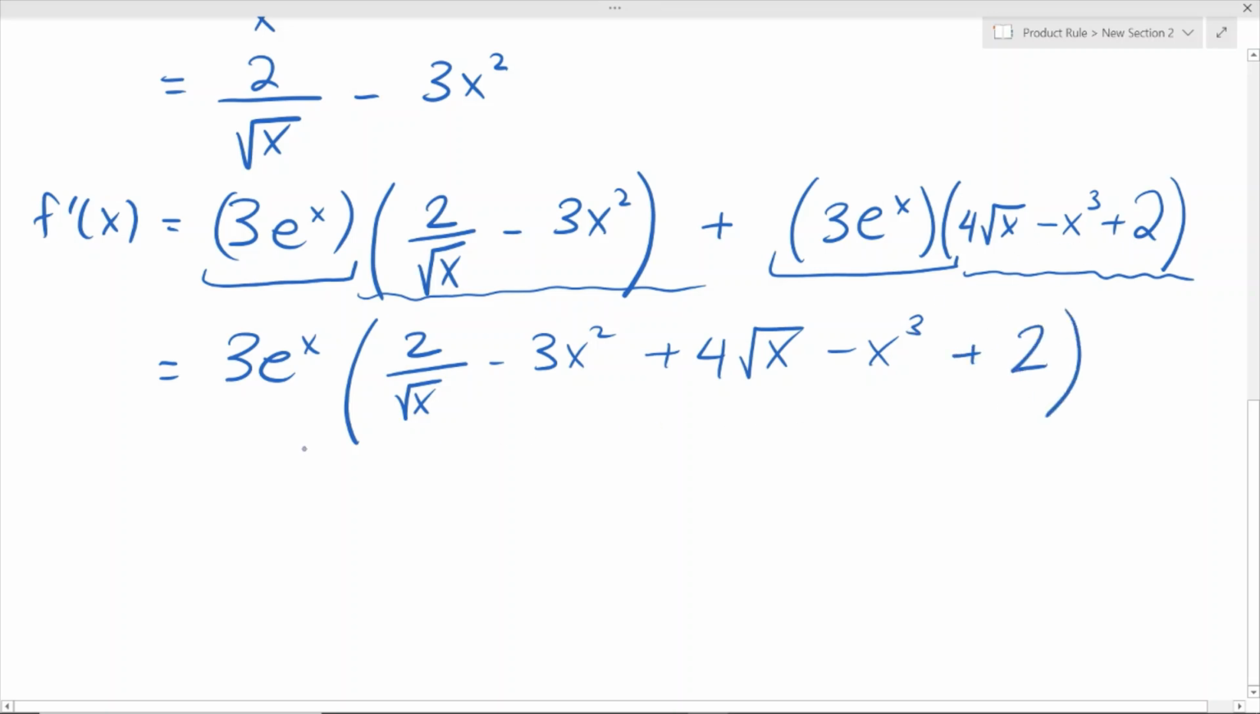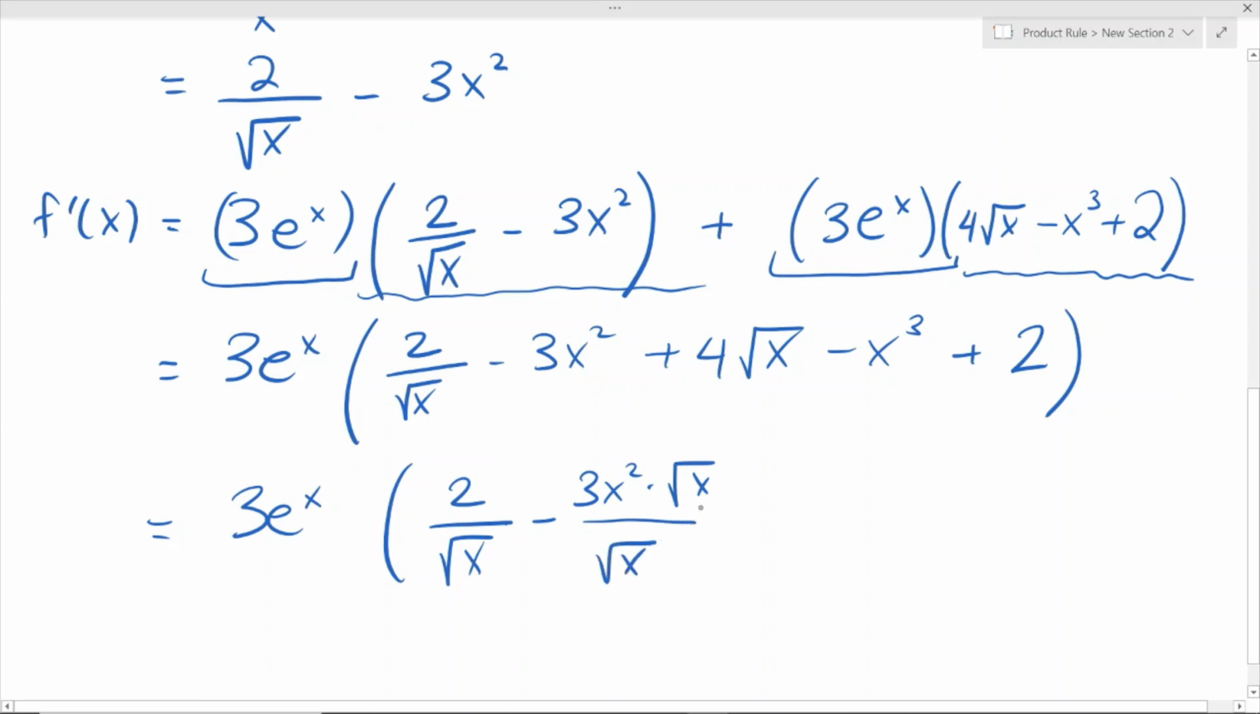And then from here, I am going to recognize we have a denominator of square root x. I'm going to simplify that. So simplifying that, I'm going to basically get all of these terms to have it. So to simplify that part, I'm going to get this as 2 over square root x, right? The same thing. And here it's negative 3x squared times square root x over square root x right here, right? I multiplied the numerator and the denominator by square root x. Here it's plus 4 times square root x.